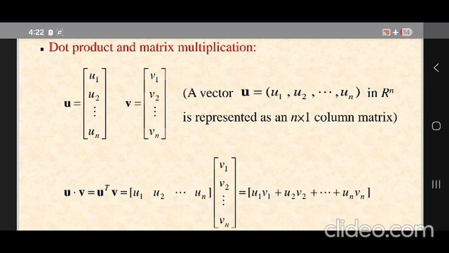Dot product and matrix multiplication. Let u be a column matrix u1, u2, up to un, and v a column vector v1, v2, up to vn. Then u dot v, in matrix form, is u transpose times v. The u transpose, a column vector changed to a row matrix, is u1, u2, up to un. Then write the matrix v1, v2, up to vn. Multiplying the two matrices gives u1 v1 plus u2 v2 plus up to un vn.